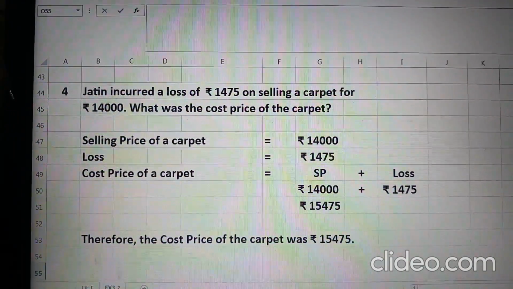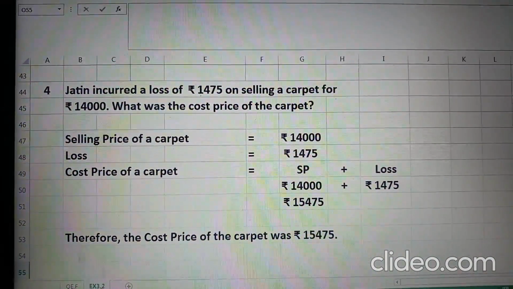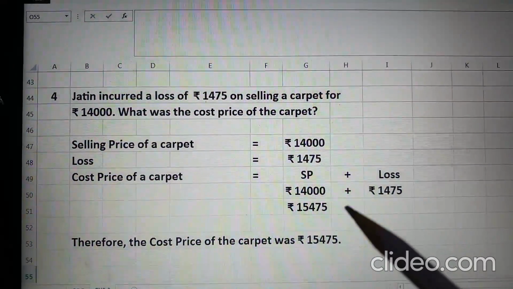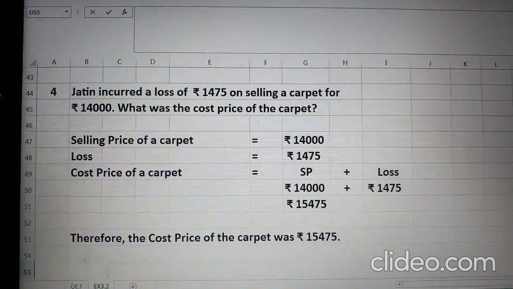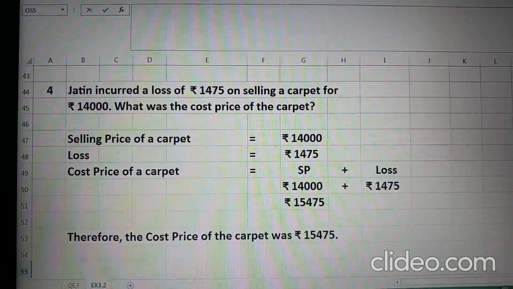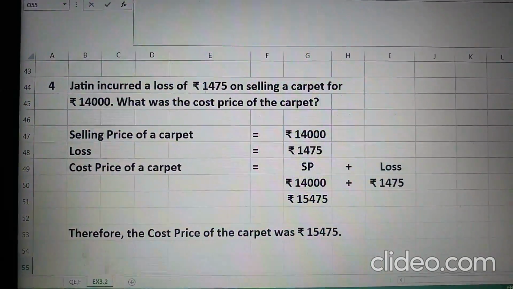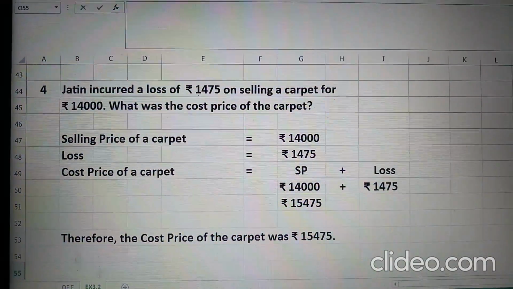So cost price you will find. How to find out? Selling price of a carpet is 14,000. Loss is rupees 1475. So what we do? We add loss to selling price to find out cost price. Add loss to selling price, only then will we get to know the cost price.